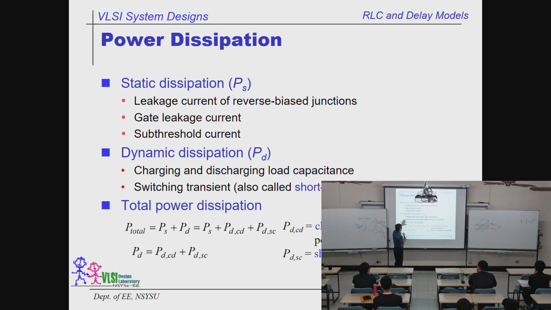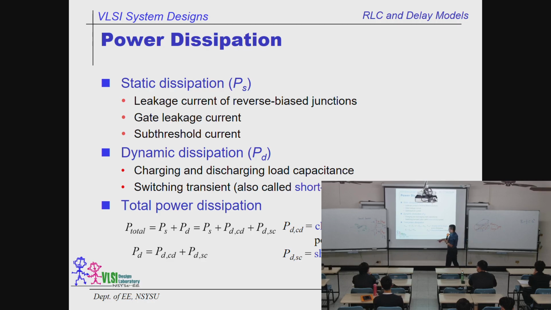But the second one is called dynamic. Dynamic is the power that we need for charging and discharging the load. That is what I just showed you, to charge the load cap or discharge the load cap. Okay, the switching transient, we call that short circuit currents. Okay, so these are dynamic. They are the main reasons that your circuits, your chip become really hot when you run at speed.